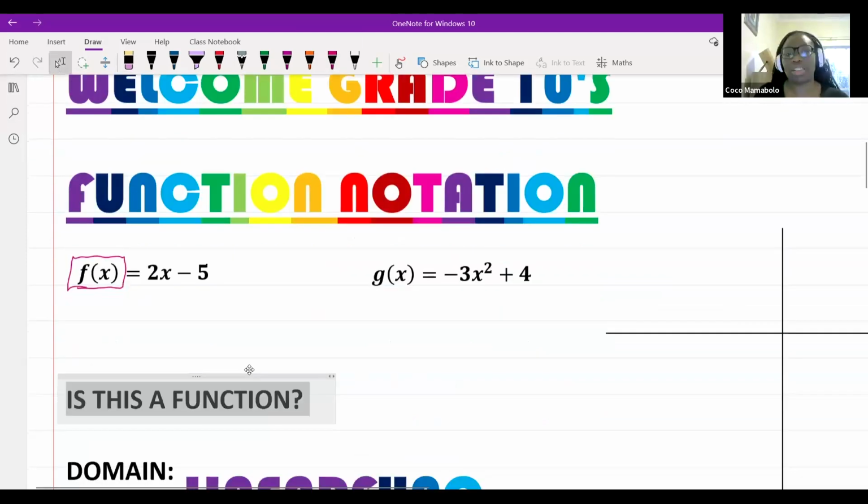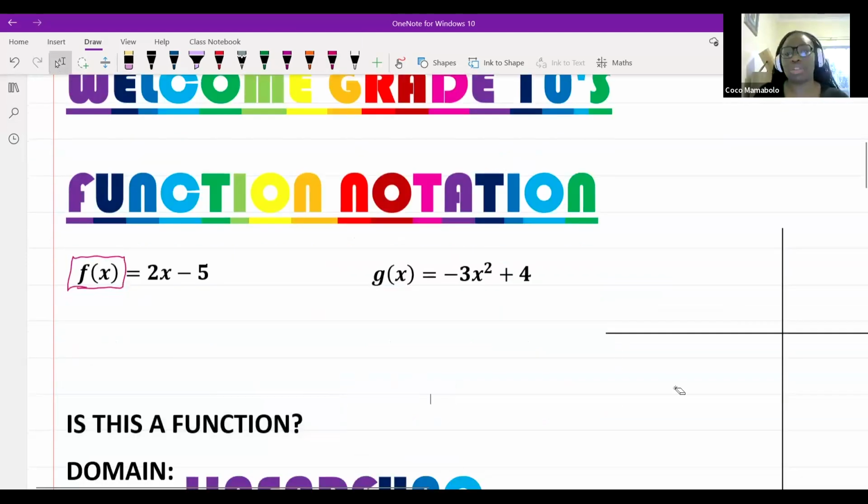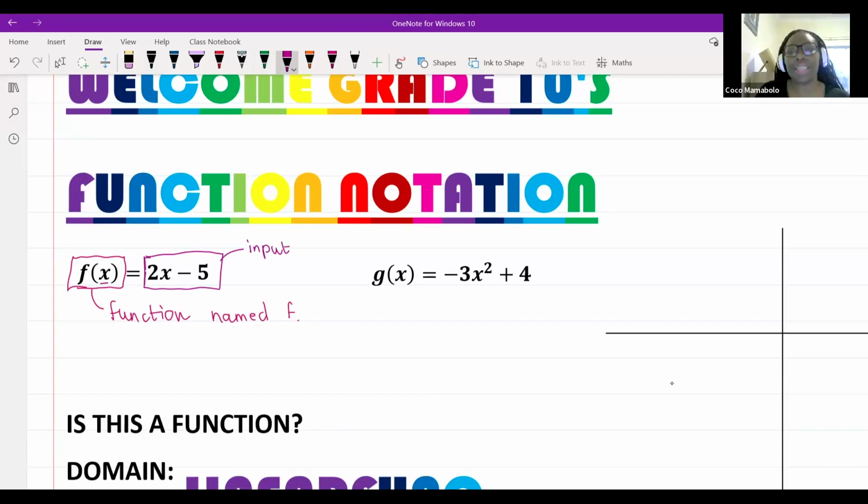All right, so f of x means that we are looking at a function named f. The name of the function is f. So we know that the function named f has a particular input. That input that we're looking at is the values of 2x minus 5. This is our input. And our function f in terms of x will give us certain output values. So the input goes into the function, and what we get out is the output, right?